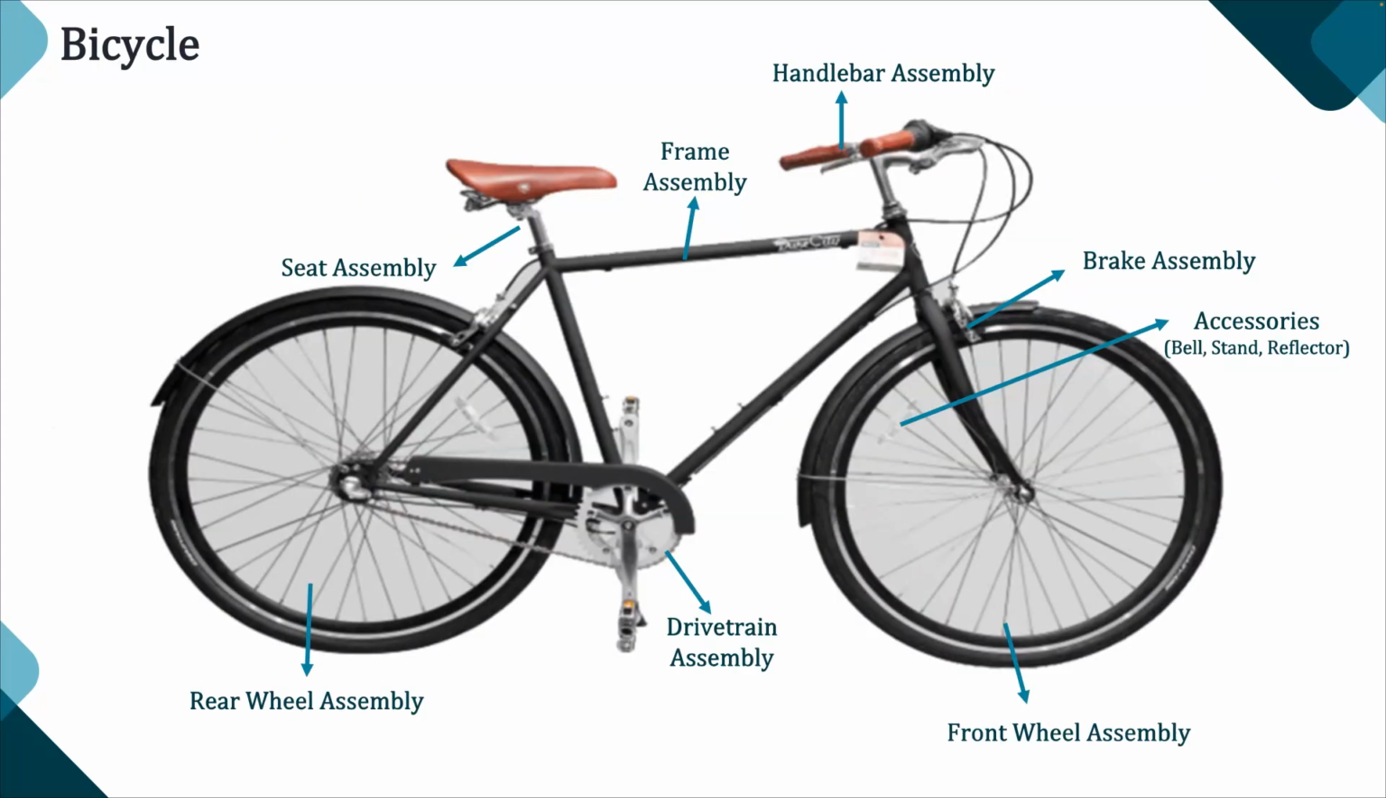So this slide consists of a bicycle, that's your finished good, which holds your different assemblies, which will be your material requirement. That's all add-ons. So it consists of your seat assembly, frame assembly, handlebar assembly, brake assembly, accessories, front wheel assembly, drivetrain assembly, and rear wheel assembly. So in order to do a production completion entry, we'll be picking your front wheel assembly.